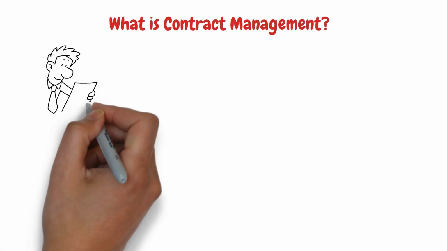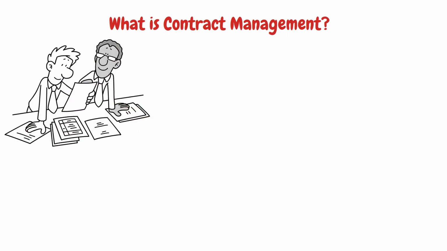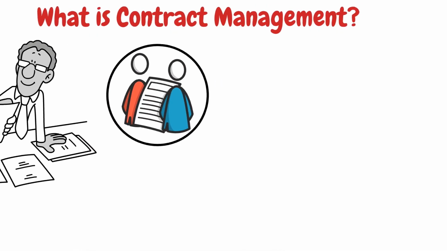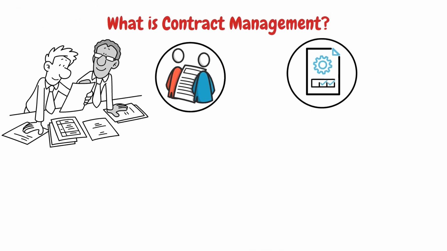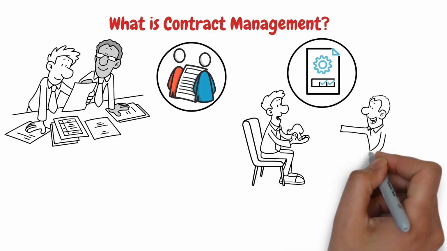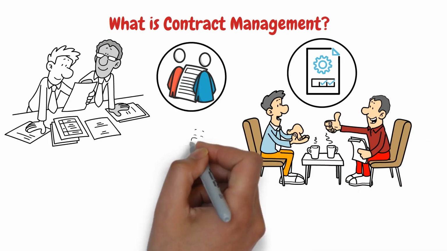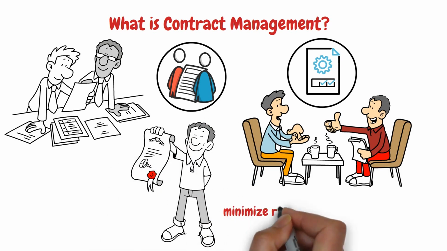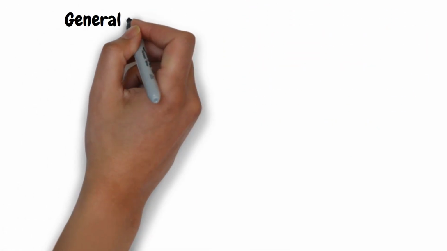Contract management is the systematic process of handling all aspects of a contract from its creation through to its execution, performance monitoring, and renewal or termination. It involves ensuring that agreements are clearly defined, complying with legal requirements, mitigating risks, and maintaining open lines of communication among all parties involved. By mastering these principles and stages, you can streamline operations, minimize risks, and maximize the value derived from each contract.